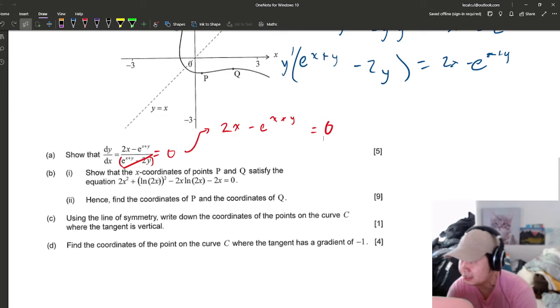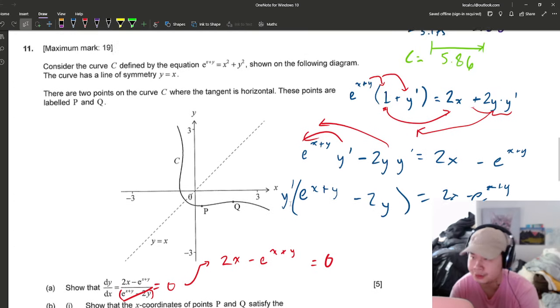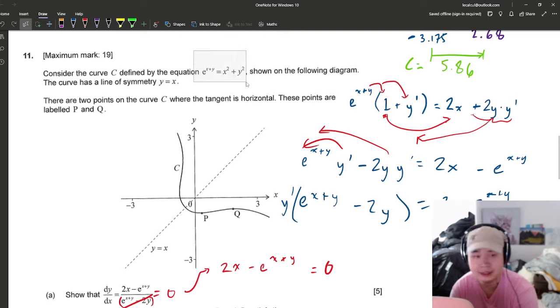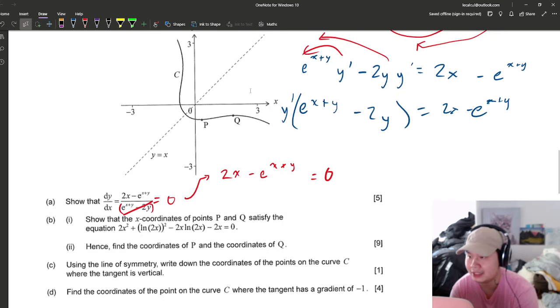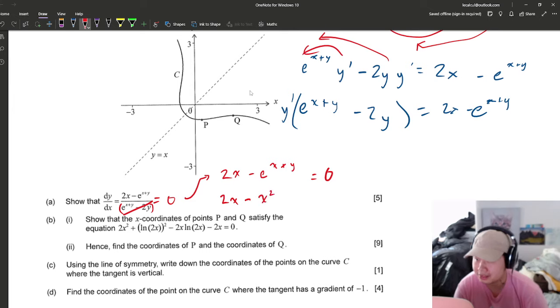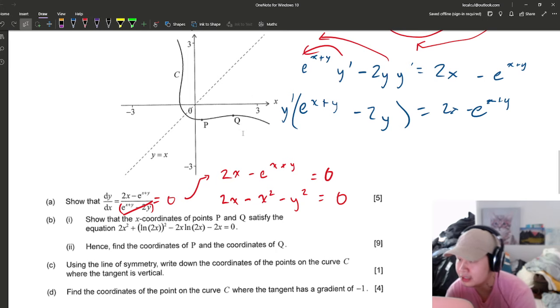Okay, now I need to somehow turn this into this. And the first thing is, okay, there's no e and there's no y. So is there a way to make a substitution? To make a substitution, I need to use another equation, and I only really have this equation right here. So that's fine. We're going to substitute e to the x plus y with x squared plus y squared. So this becomes minus x squared minus y squared. Okay, that's looking pretty good.